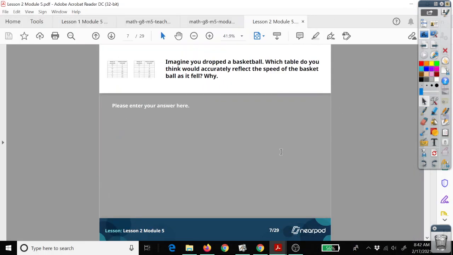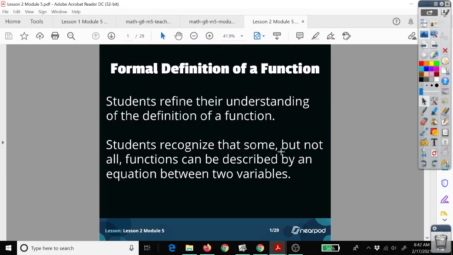We are moving on to our next lesson, the formal definition of a function. So we're on lesson 2, module 5, and we're going to refine our understanding of the definition of a function. And you're going to recognize that some but not all functions can be described by an equation between two variables. So some functions are our y equals mx plus b type deal, but not all of them can be put into an equation like that.